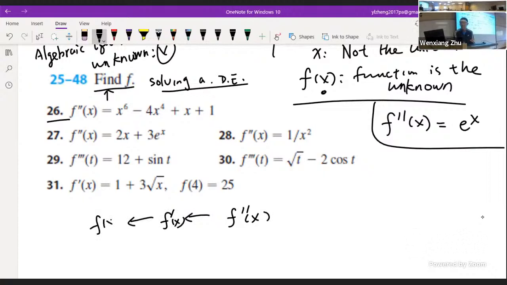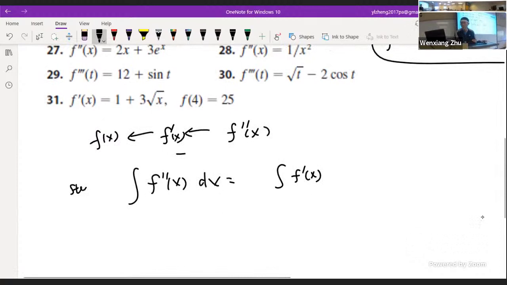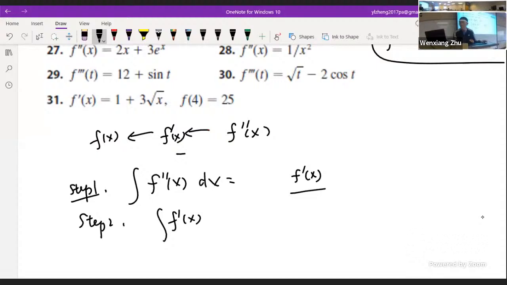So what's the step to do that? The idea is you do the antiderivative of the second order derivative. So you find out information about the parents first, right? Then this is step one. Then step two, from that antiderivative you have f prime of x. Once you know the information of the parent, you go one step further, you trace back to get the information of the grandparent. So that's the whole idea.